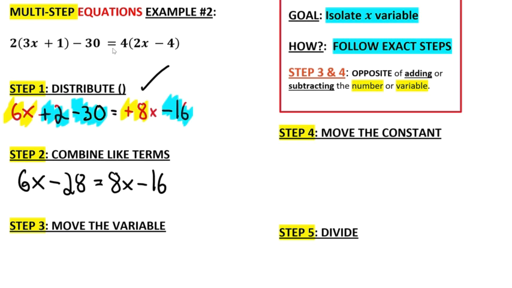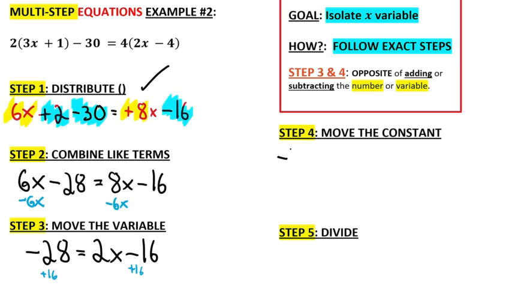Okay, so let's move the variable over. Which side should we choose? I personally like to have a positive x, so I'm going to subtract 6x from this side. That way we have a positive variable. And that leaves us with negative 28 on one side equal to 2x minus 16. Excellent. So we've moved the variable. But now we have to do step 4. As we see, we have 2x minus 16, so we're going to need to add 16 and add 16. When we add 16 to negative 28, we end up with negative 12, which is equal to 2x. And we've done step number 4, moving the constant over.